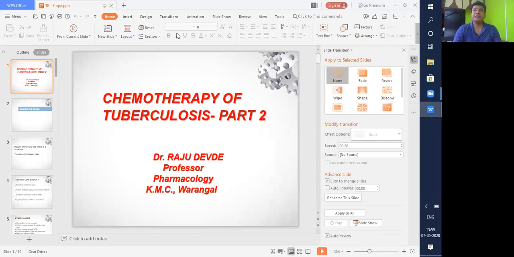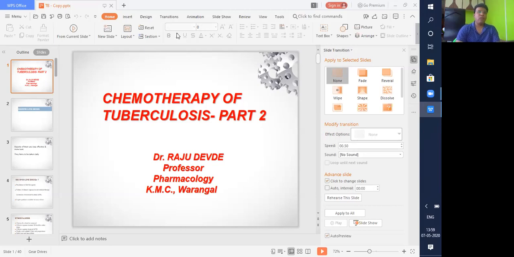And in the last class, we have seen in detail the first line drugs in the treatment of tuberculosis. Now, before going to the second line drugs, there are a few questions to be answered. I had a question from the audience in the last class: if two drugs are given in combination, in which one is static and the other is a cidal drug, and if the organism is highly sensitive to the cidal drug, what happens?